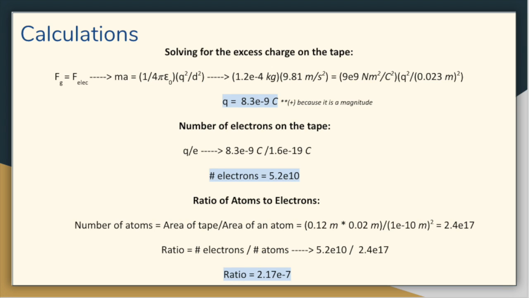Finally, I solved for the ratio of atoms to electrons. I found the number of atoms by taking the area of the tape and dividing by the area of a singular atom and got 2.4 times 10 to the 17th. Then I solved for the ratio of the number of electrons over the number of atoms using the number of electrons that I found in the previous problem. My final result was that there was a ratio of 2.17 times 10 to the negative 7th.